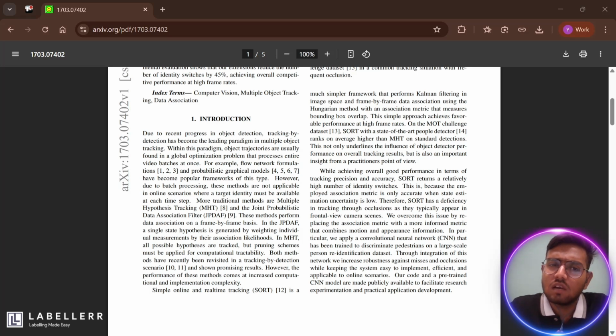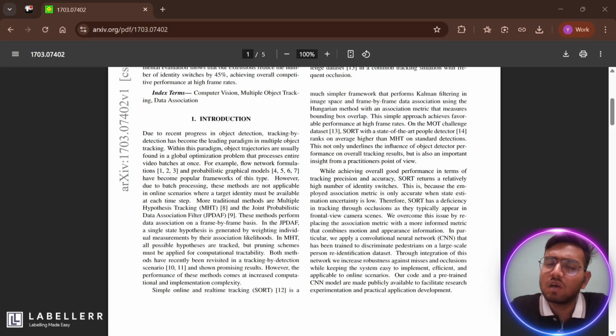Limitations. Let's be honest about limitations too. First, you need a decent GPU to run this in real time because of the CNN component. Second, it does produce more false positives. Sometimes it's a bit too eager to maintain tracks. Third, the CNN was trained specifically on people, so it might not work on other tracking objects like cars without retraining.